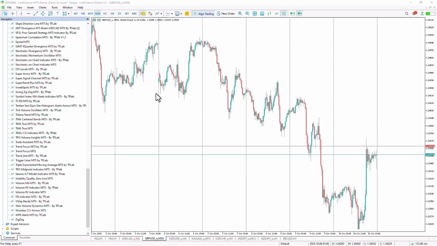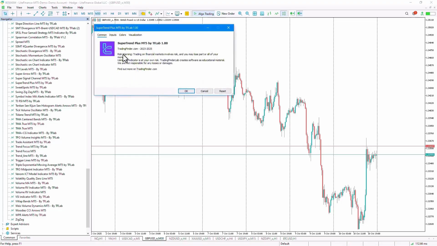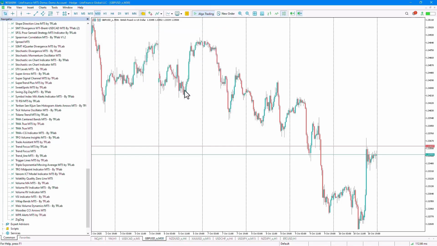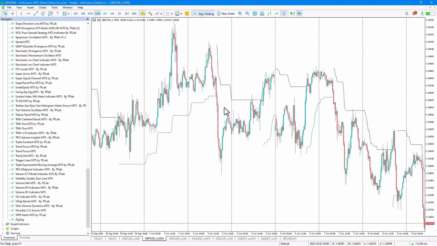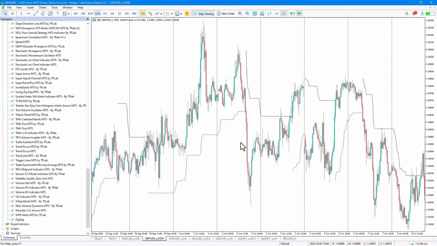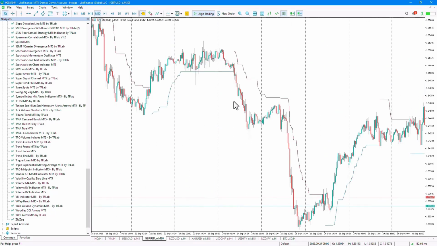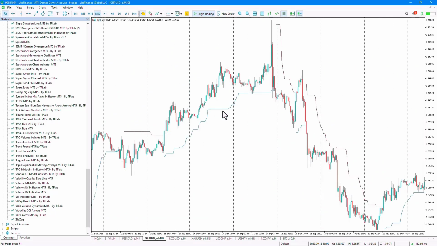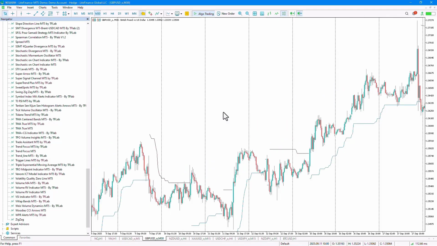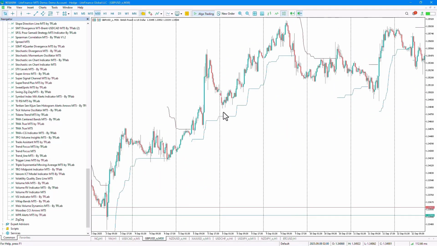From the Navigator section, we select the indicator file, and by dragging the file onto the chart, we run the indicator. Once the indicator is activated on the chart, it starts displaying buy signals and sell signals on the chart, and by drawing trend lines, it shows the direction of price movement.